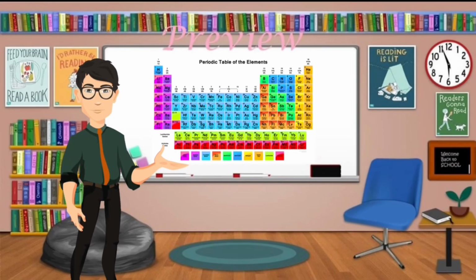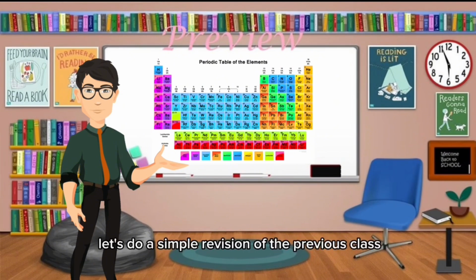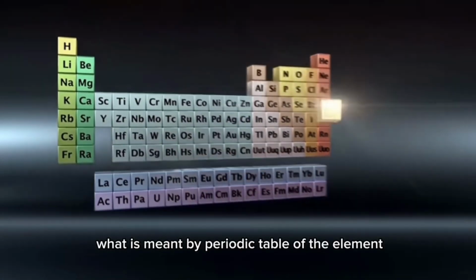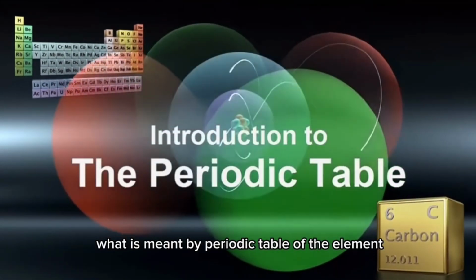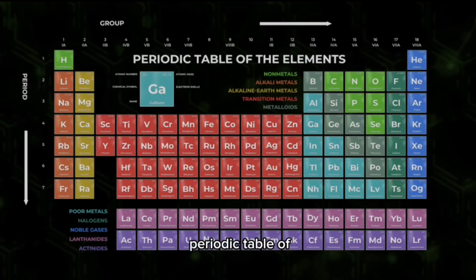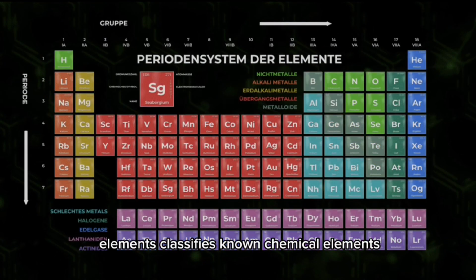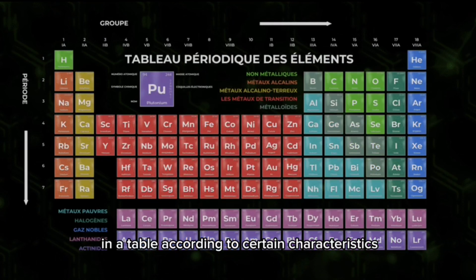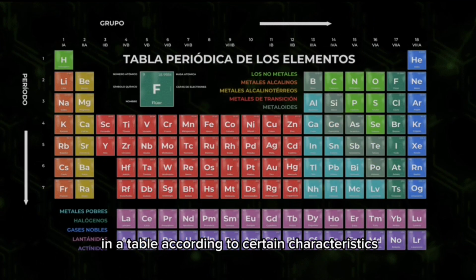Hello everyone. Before we start our lesson today, let's do a simple revision of the previous class. What is meant by periodic table of the elements? The periodic table of elements classifies known chemical elements in a table according to certain characteristics.